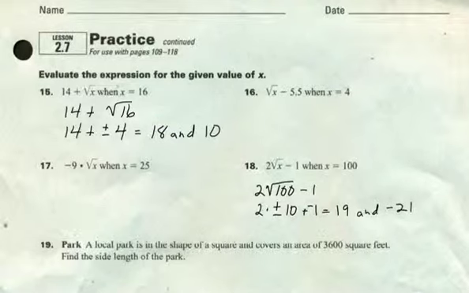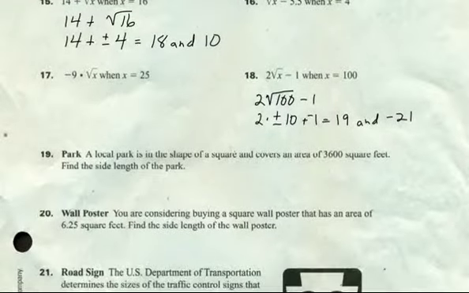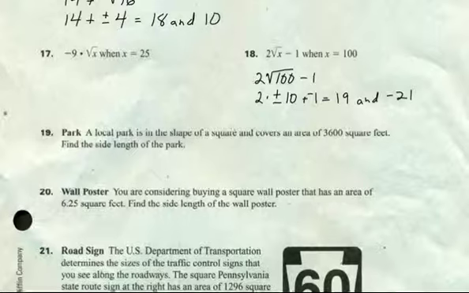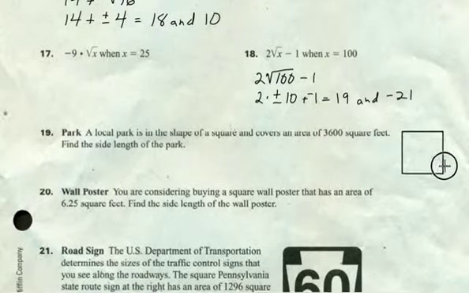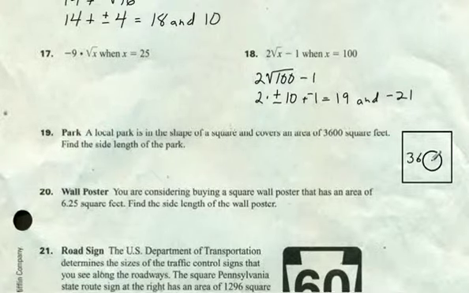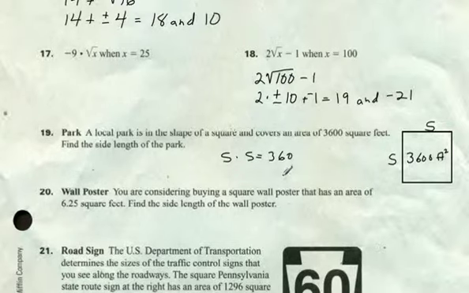Okay? All right. So let's go ahead and go to number 19. A local park is in the shape of a square and covers an area of 3,600 square feet. Find the side length. Well, here's our basic square, and here's our park. We know that the area is 3,600 square feet, and to find the area of a square, we basically take one side times the other because they're exactly the same. So essentially what we're saying is, what number times itself is 3,600 square feet?